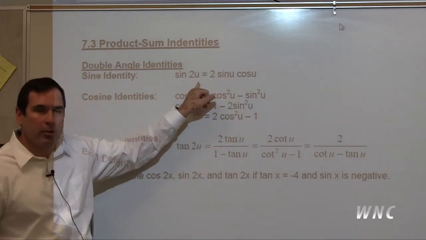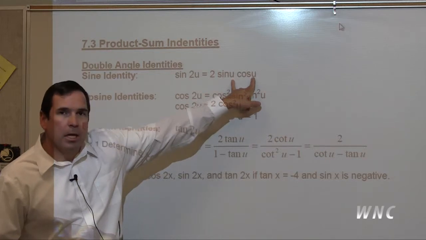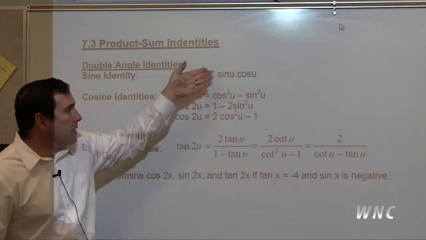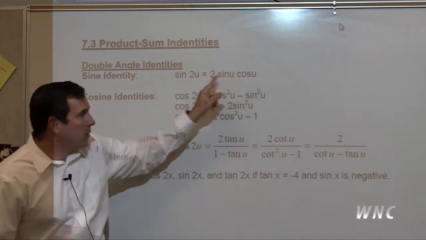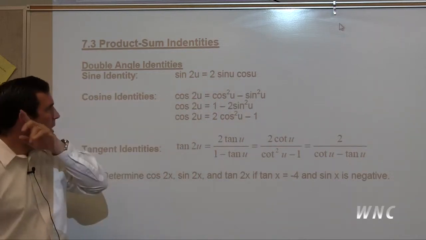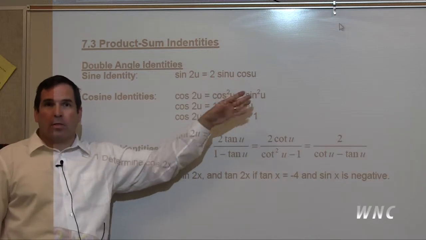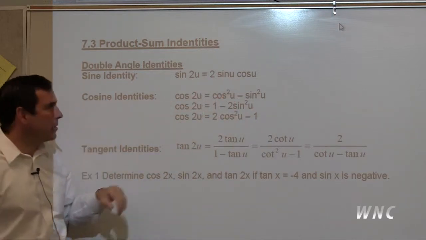So notice it's 2 times u here, or just a u in the sine and cosine over here. So that's an identity we have to go from a double angle to the regular angle. That's why it's called double, because of the 2u. Now sine only has the one option, but cosine's got 3 options.